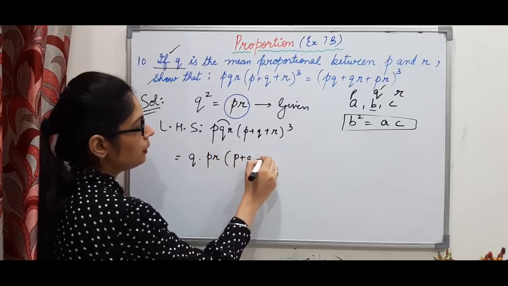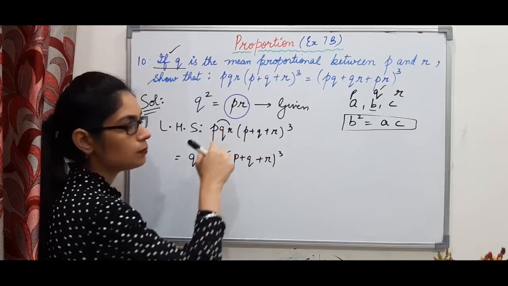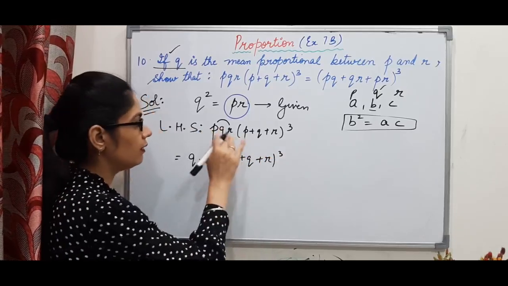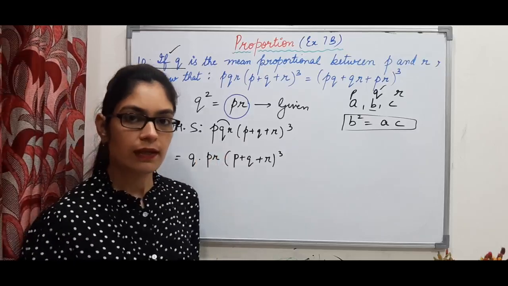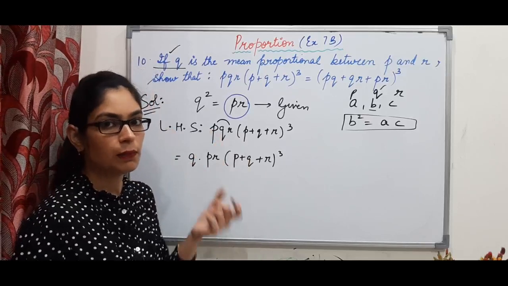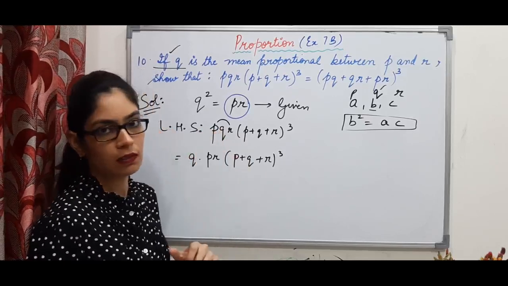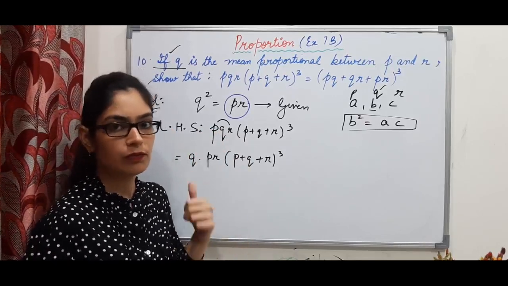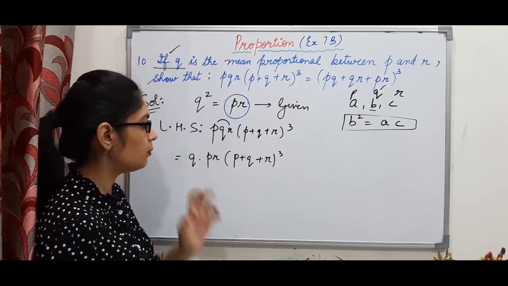P plus Q plus R whole cube. See, all these P into Q into R, if they are written together, that means they are getting multiplied. All the alphabets, when they are written together, they are getting multiplied. See, there is no other sign. If there is another sign, it's fine. If no sign is there, that means they are getting multiplied.